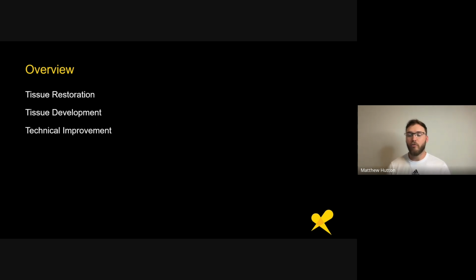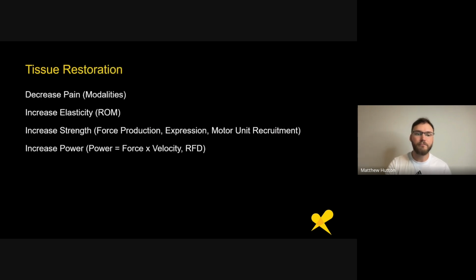The next would be more of the performance department typically, the tissue development. This is where you're actually trying to create adaptation, either in terms of force or in terms of structural changes happening within the musculature, so the architectural changes. And then lastly would be the technical improvement. This is more of the skill side of things or the postural side, where you're actually correcting form, either for the injury prevention side, trying to mitigate injury, or on the performance side, trying to really push the envelope and get them to become more athletic.